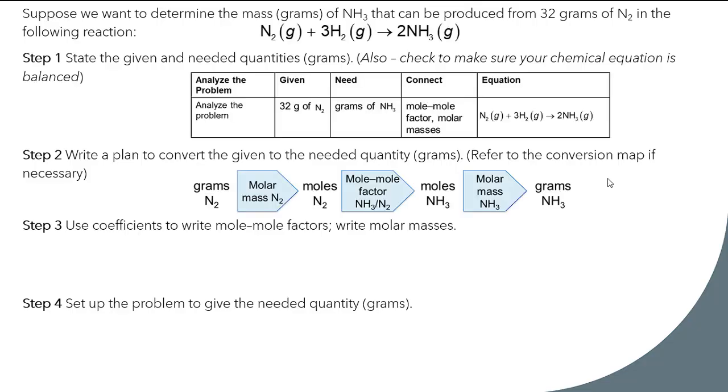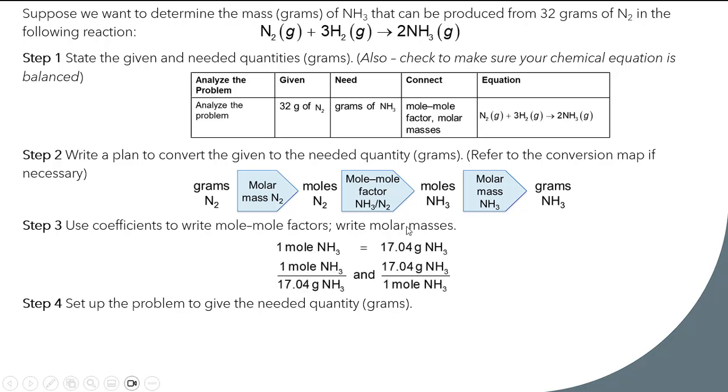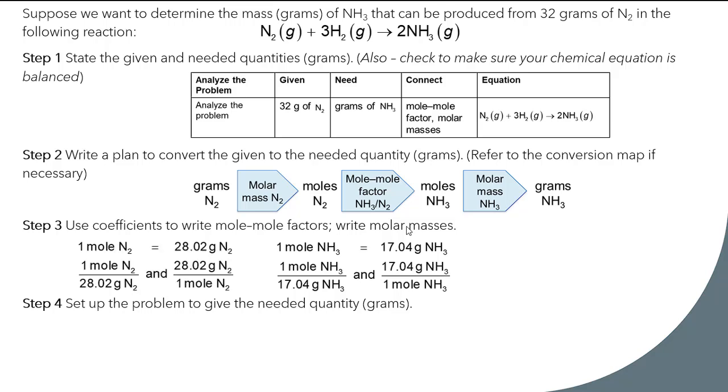There we go. All right, so step 3 then is to get all of the little things in the arrows that we need. So we need our coefficients and we need our molar masses, okay? So the mole to mole factor is going to come from the coefficients of our balanced chemical equations, and the molar masses are going to come from the periodic table and the molecular formulas that we calculate using the elements of the periodic table.